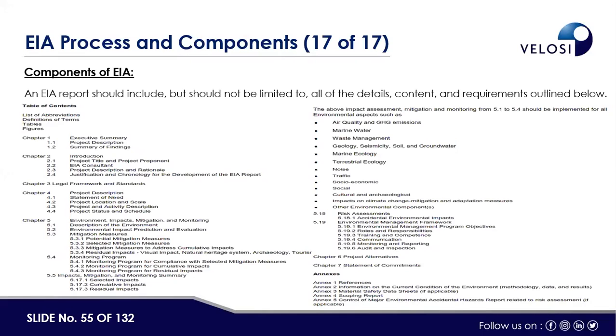Basically, the justification and the chronology is the law that is available in each country, in each region, that we have to mention. Then the next section is the legal framework and the standards that are applicable and that are available in that region for that particular project. So we have to mention all the legal framework and the standards.